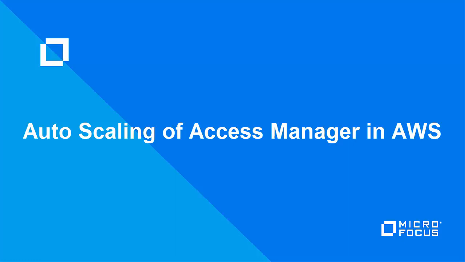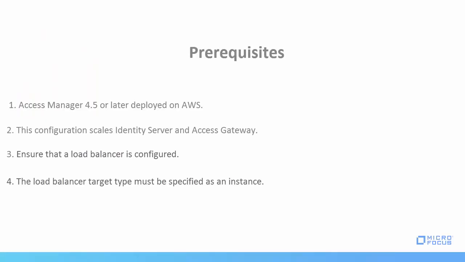In this video, we will configure the autoscaling of Access Manager in AWS using Amazon EC2 autoscaling. Here are some key points to note before you begin the autoscaling configuration. This configuration works only on an existing Access Manager 4.5 or later deployed on AWS.